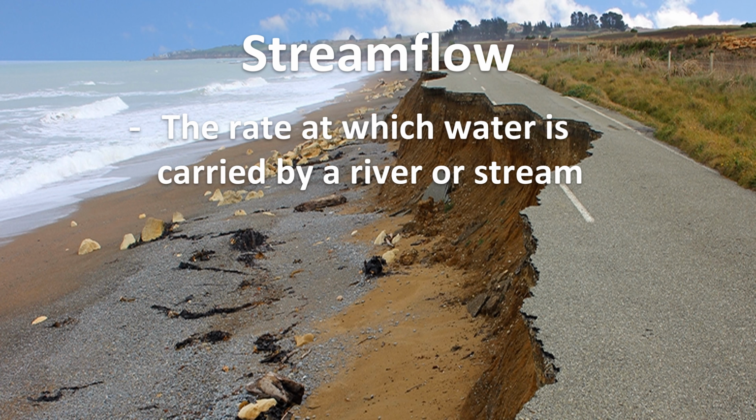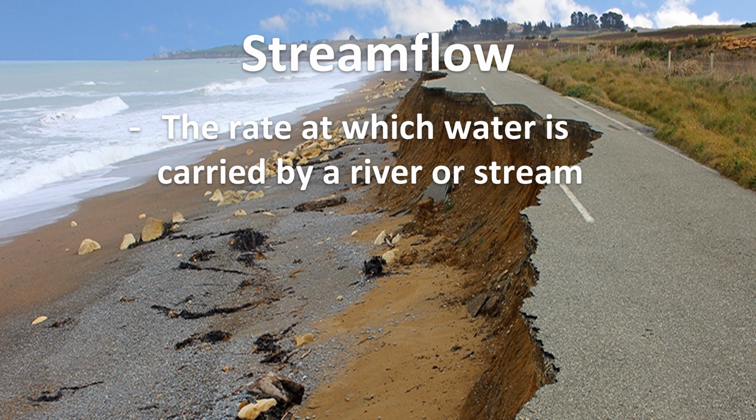Now, once we've gotten a river flowing and we've gotten a stream flowing, we have to talk about the water that's in that particular stream. Particularly, we have to talk about the rate at which the water is carried by the stream. That is a term that we refer to as stream flow, the amount of water that's carried by a particular stream or river at a given time.